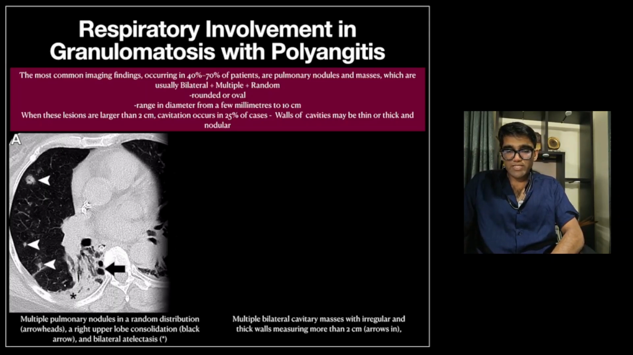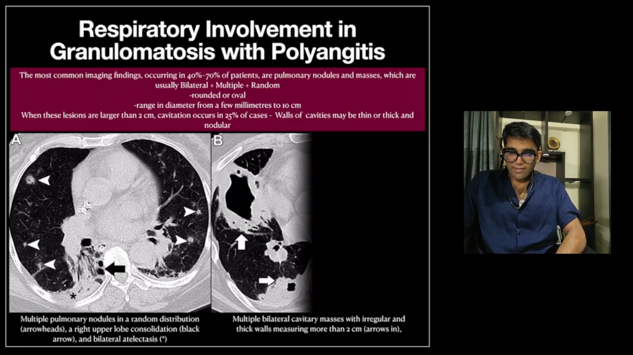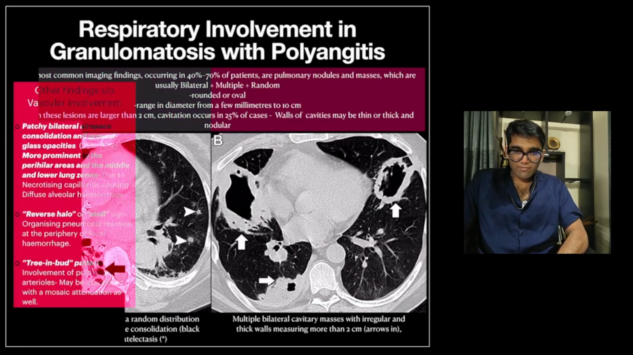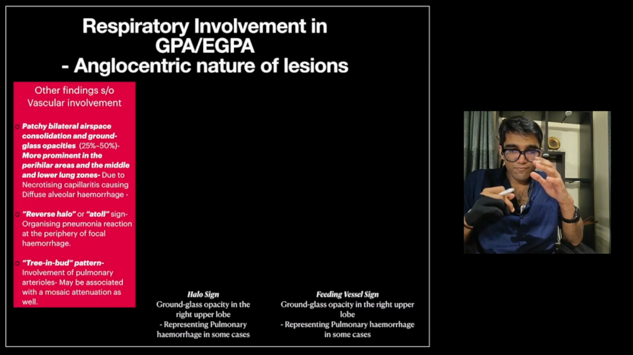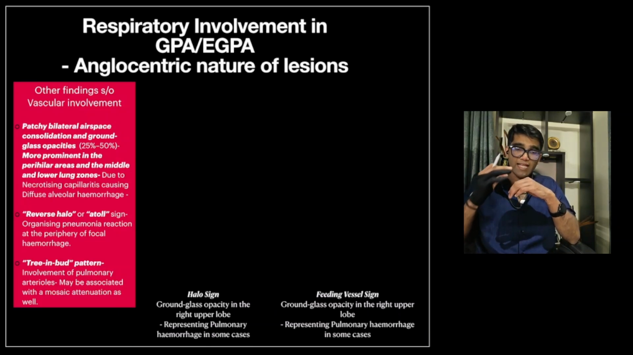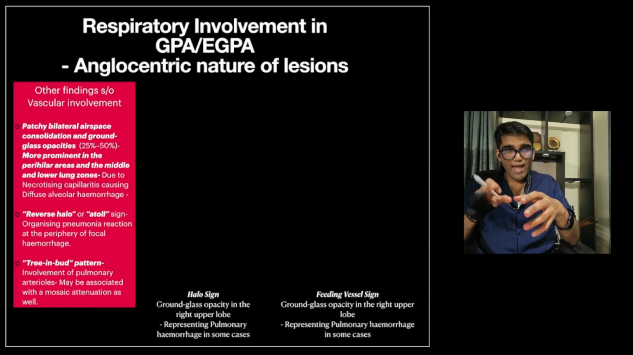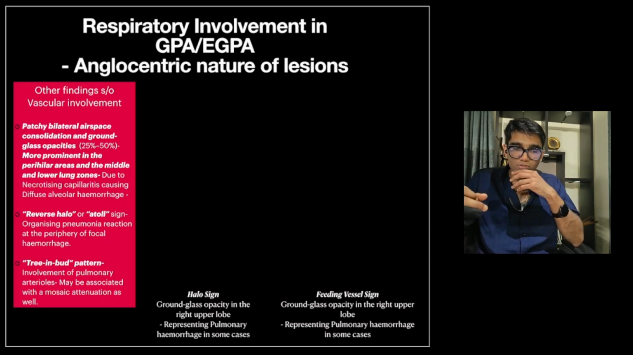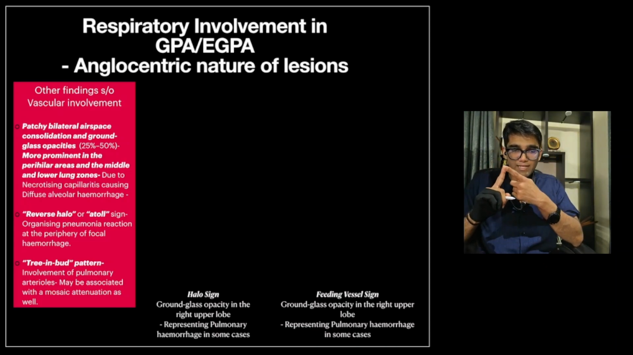Then when do you suspect GGOs? One thing is that there are often in GPA other imaging findings that suggest the angiocentric nature of the lesion. So this is naturally a vasculitis. So the inflammation is centered around and predominates around the blood vessels. So what findings could that produce? So that produces one, bilateral patchy consolidations, okay, and granular opacities.